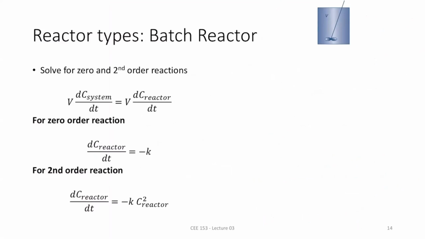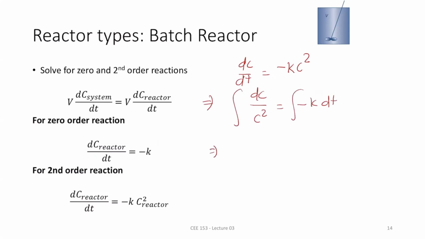For the second order reactions, again the same thing. Now I'm just going to write this one here. dC/dt is minus kC squared. So solving it, dC/C squared is minus k dt. Integrate it.